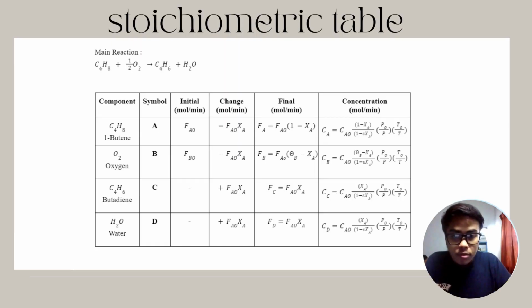My name is Muhammad Ismail bin Muhammad Jan. Next I am going to explain about the stoichiometric table. As we can see here, here is our main reaction. Our reactants are 1-butene and oxygen, while our product is butadiene and the byproduct is water. Each component has its own symbol, and the next column is the initial. The other columns are change, and then the final and their concentration.